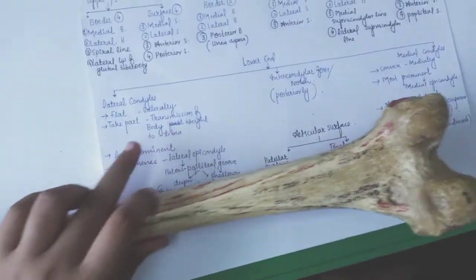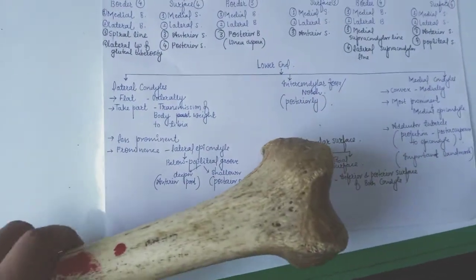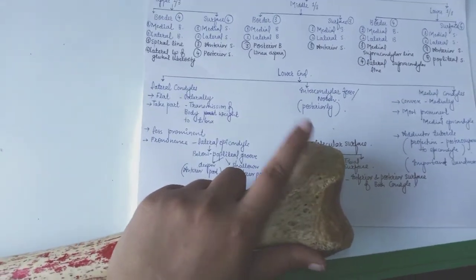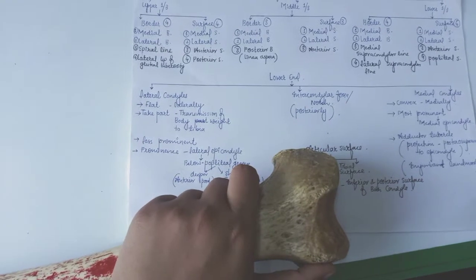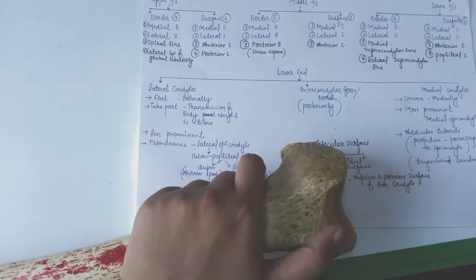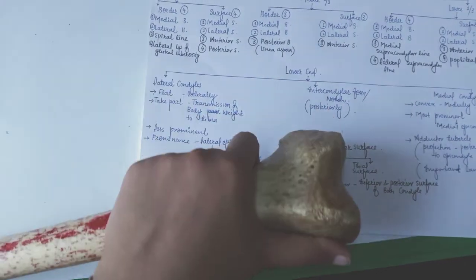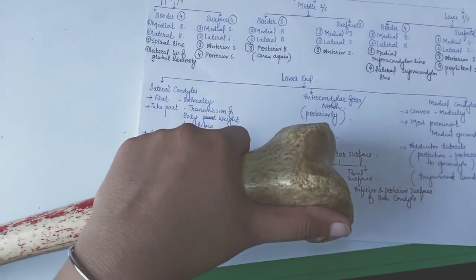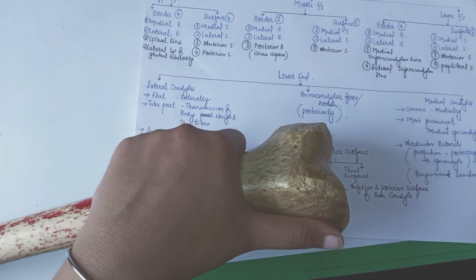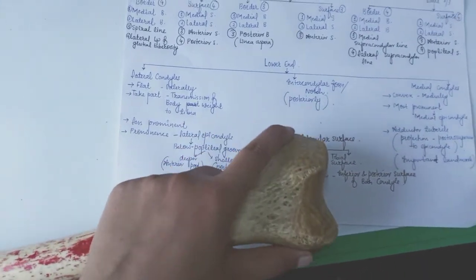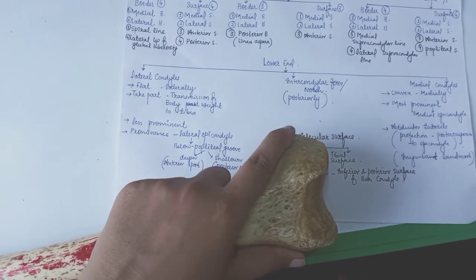Then the lower end. The lower end has two condyles. This one is the medial and this one is the lateral condyle. The lateral condyle is flat laterally and takes part in transmission of body weight to the tibia. It is less prominent than the medial. The medial condyle is more prominent.